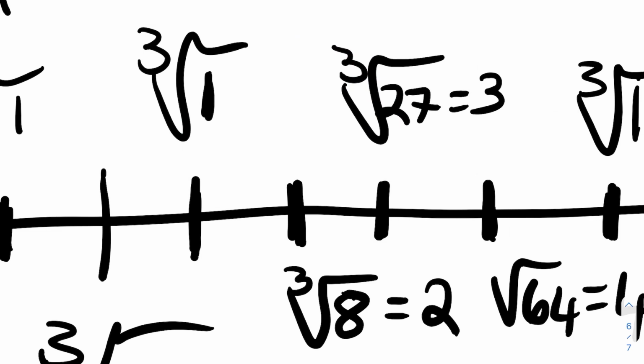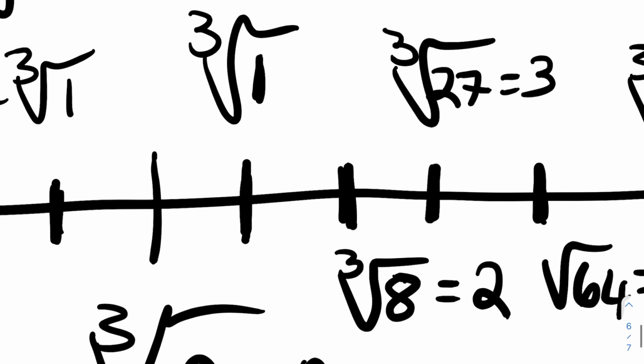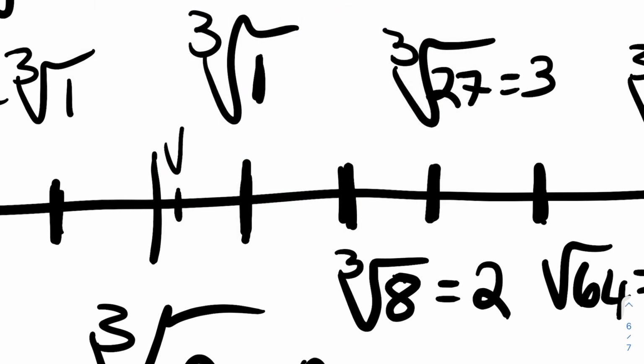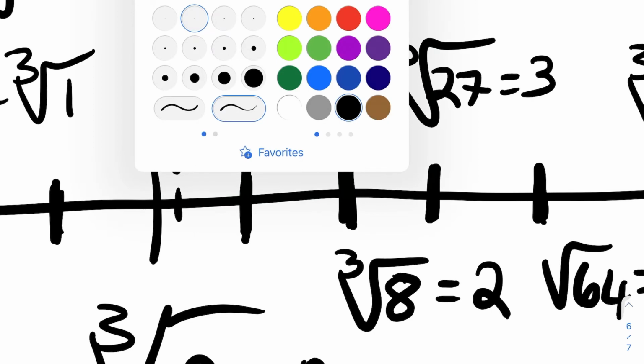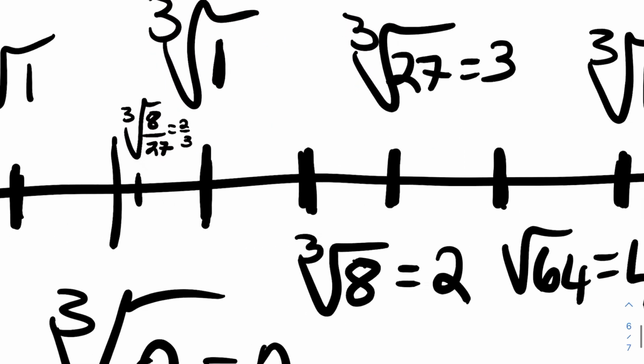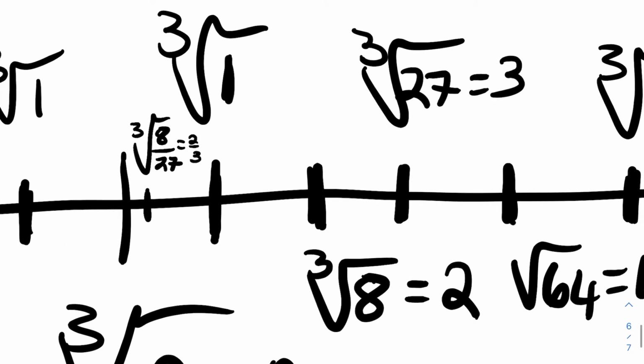We still have a rational number between 0 and 1, like the cube root of 8 over 27, which is just 2/3. That's rational. But we also are going to have some irrational numbers in here. For instance, between the cube root of 1 and the cube root of 8, you have a bunch. You have the cube root of 2.